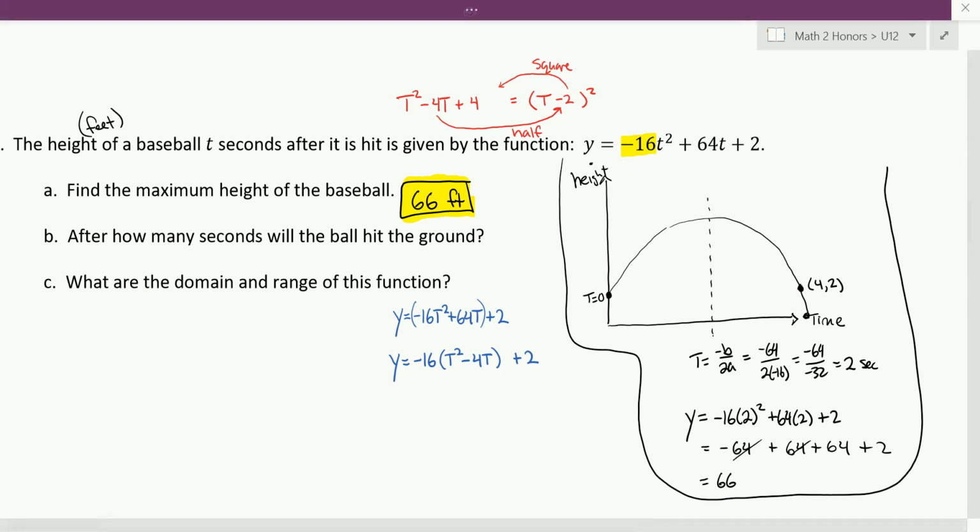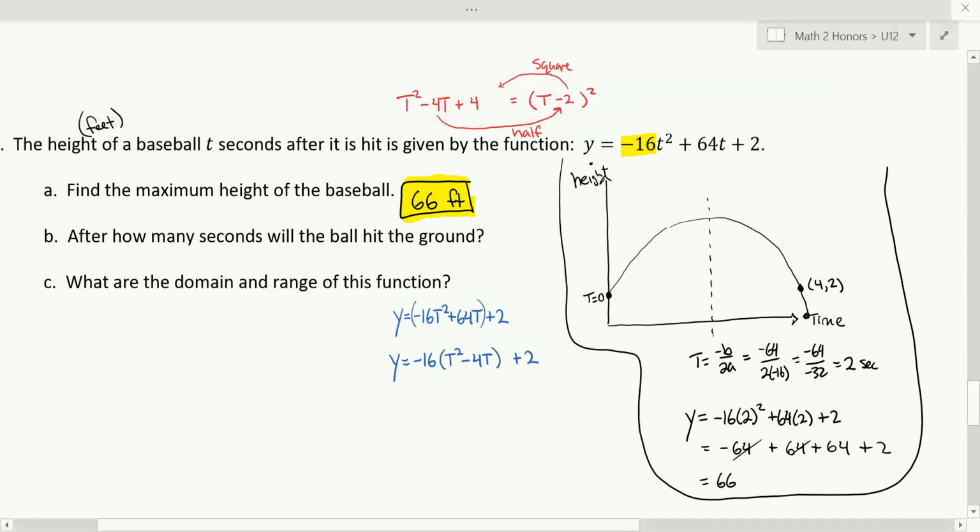And so I'm ready to go back and finish this up. So I get y is equal to negative 16 times t squared minus 4t. I'm going to add 4 to that.